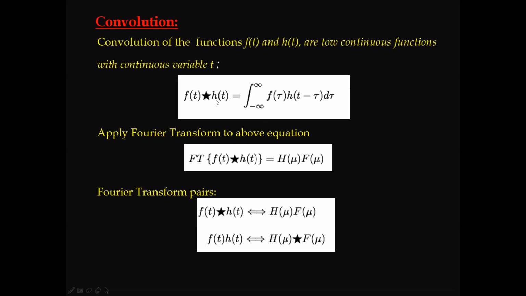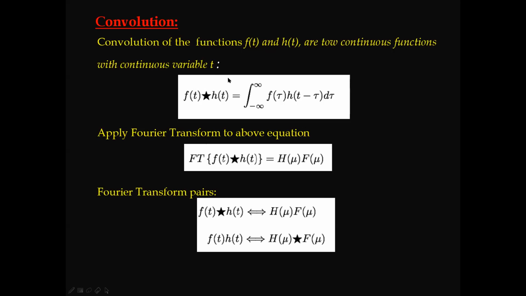Applying a Fourier transform for this, what will happen? They are convolved in the time domain, so their spectrums are multiplied in the frequency domain. What the convolution theorem says is, if any two signals are convolved in the time domain, that is f of t convolved with h of t, their spectrums are multiplied in the frequency domain, that is H of mu into F of mu. So the Fourier transform pair is f of t star h of t with H of mu into F of mu.